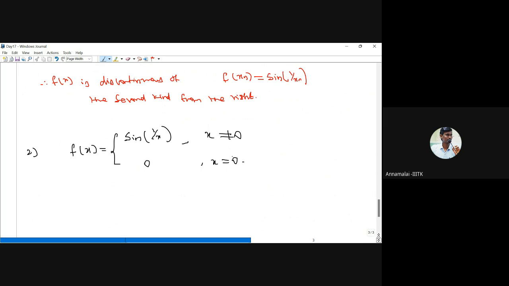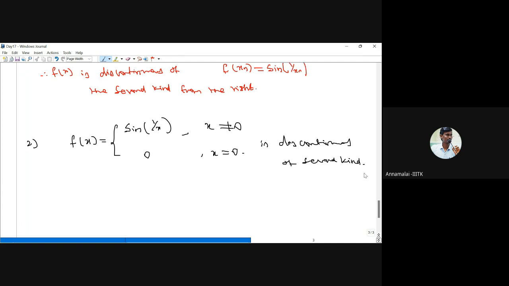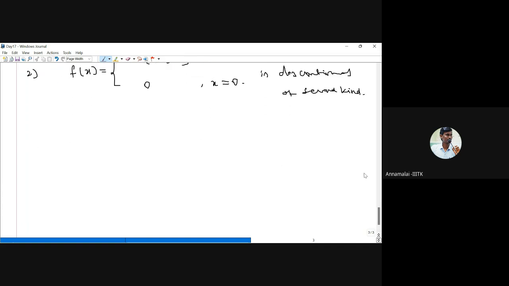Therefore, this is discontinuous of second kind, because neither the right hand limit nor the left hand limit exists. Now we discuss some more examples. This function is not continuous, but if I change the function just a little bit, that function is continuous. So what is the function?